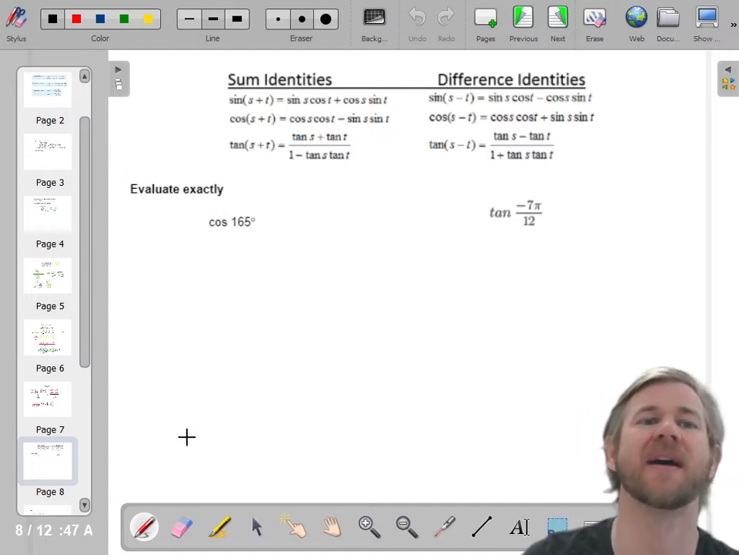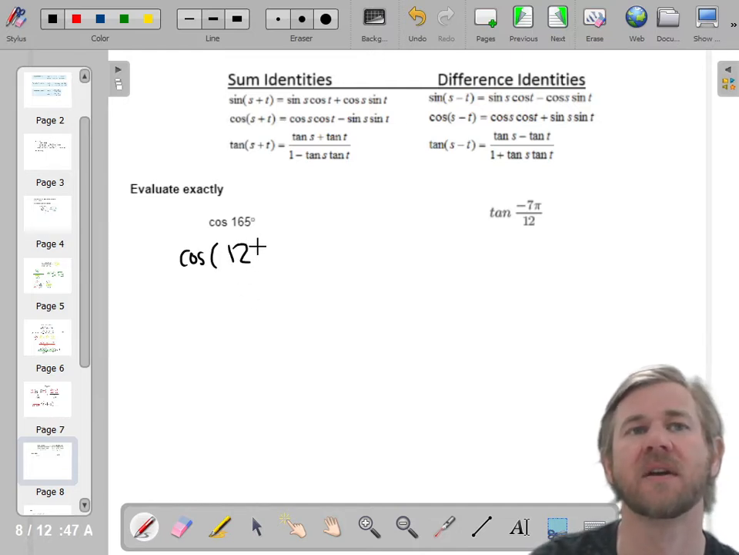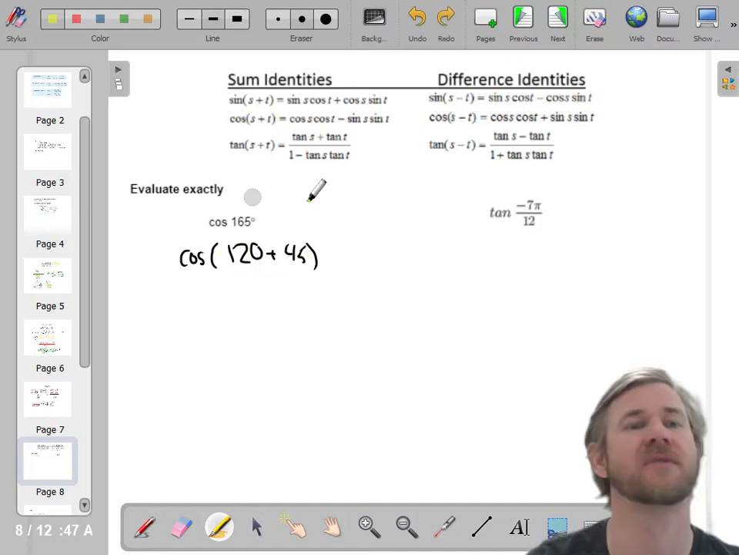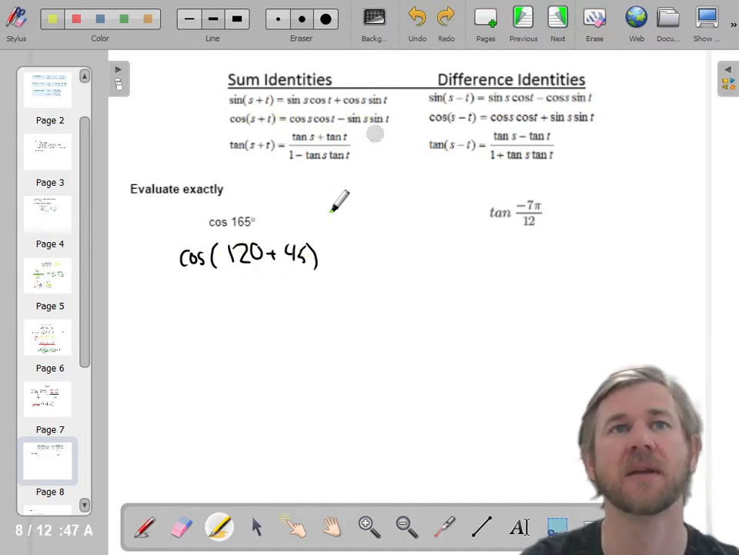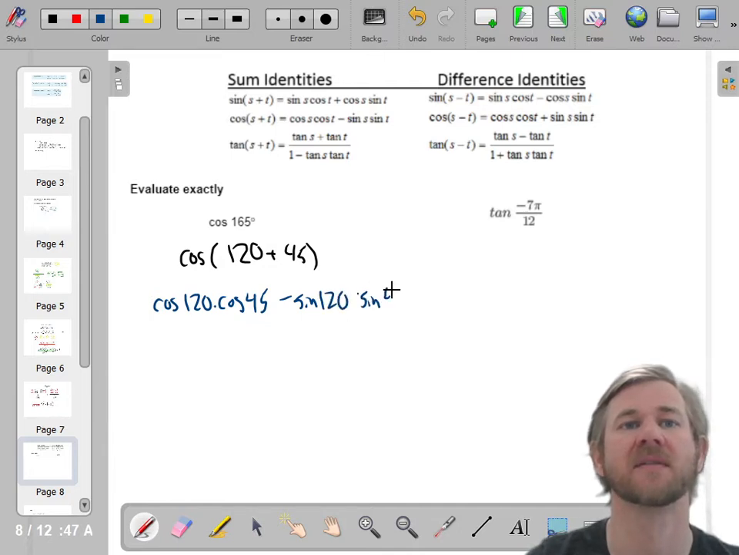So it says evaluate exactly cosine of 165. Let's find 2 angles that we do know on the unit circle that add to 165. How about 120 and 45? Now, the trick is, if you know you are adding, you have to use a property. You can't just distribute cosine. It's this property. So I will say it's the cosine of the first angle, 120, times the cosine of the second angle, minus the sine of the first angle times the sine of the second angle.